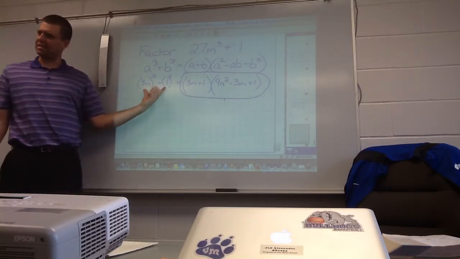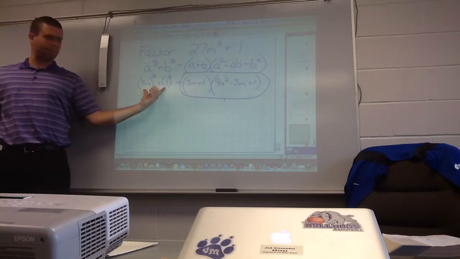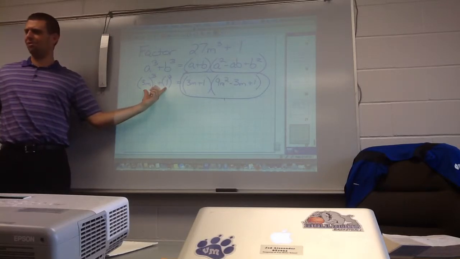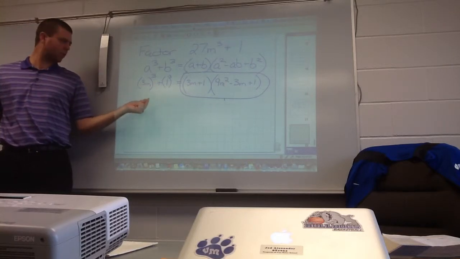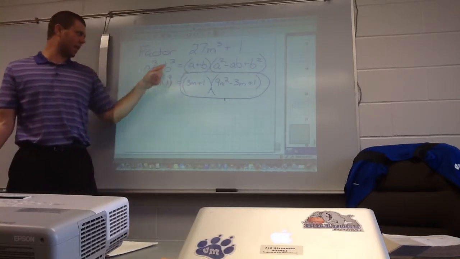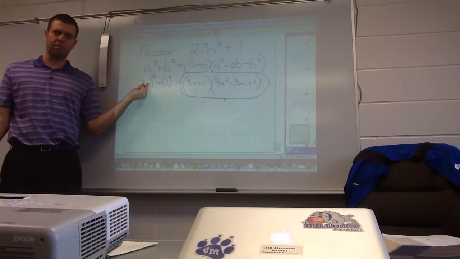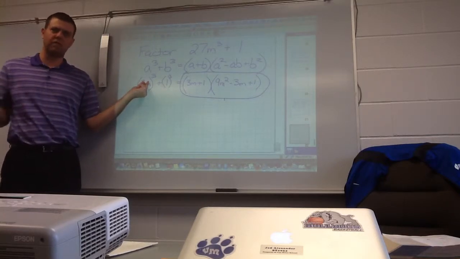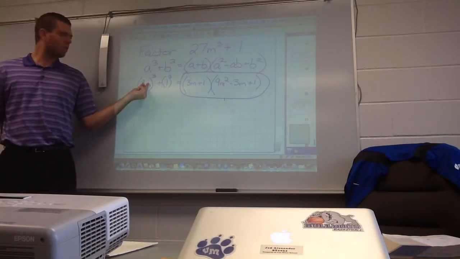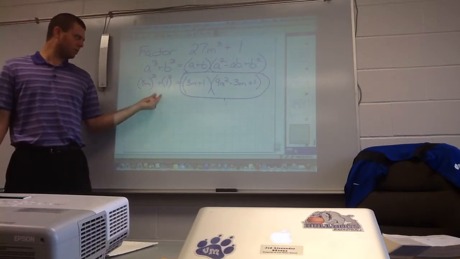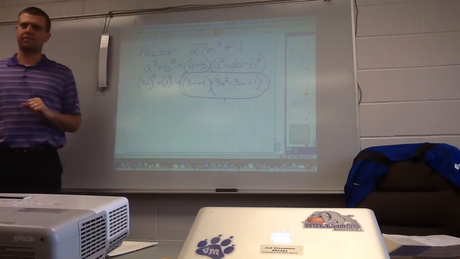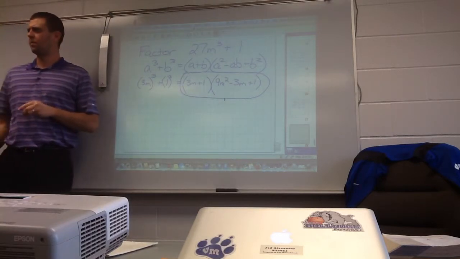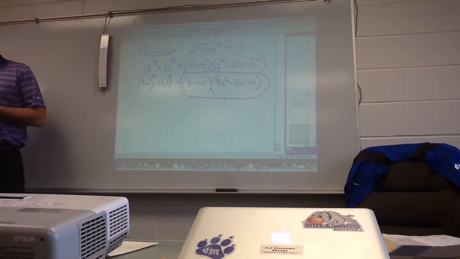I like writing this step out. You don't have to, but the reason I like writing it out is because then I can easily see, instead of writing any of the a's, I'm going to be writing a 3m. It tells me basically what to substitute in for each a value. If I substitute 3m in place of an a, and I substitute 1 in place of a b, I'm just following that rule right up here. Okay with that one?